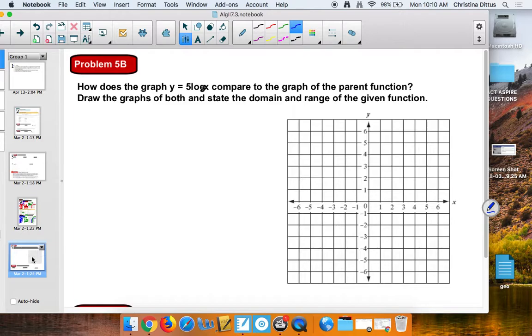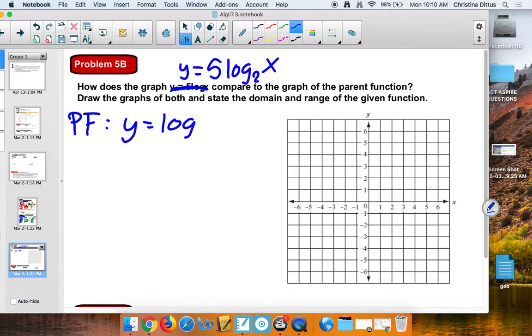This one looks kind of wacky. I believe yours says 5 log base 2 of x, right? I don't know why it looks so weird, but whatever. Okay, first things first. My parent function, log base 2 of x. Okay. Now what do I do with that? Change it to my other equation, my exponent.